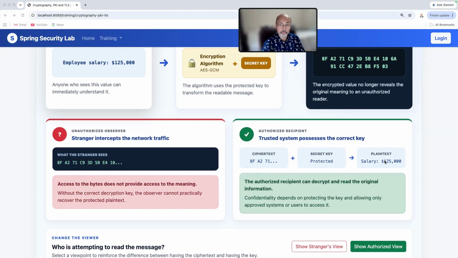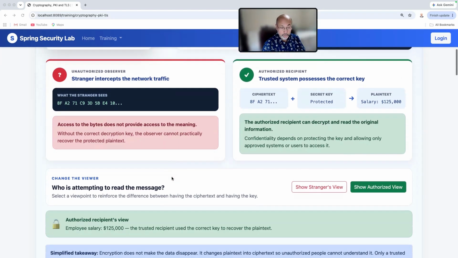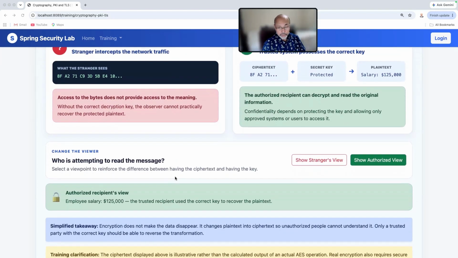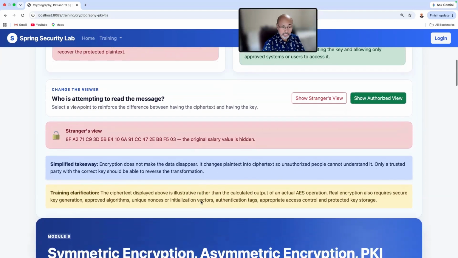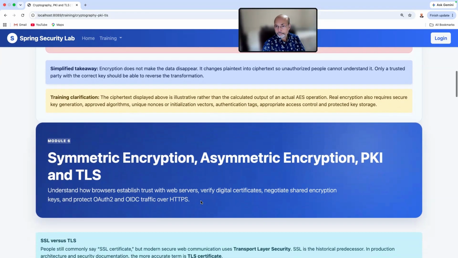So again, putting it back: encryption is the process of transforming open plaintext into something that strangers should not be able to decipher. Let's go down. Who is attempting to read the message? If you look at that, this is the authorized view. If you come here, this is the garbage that unauthorized people will see. So let's go down now.